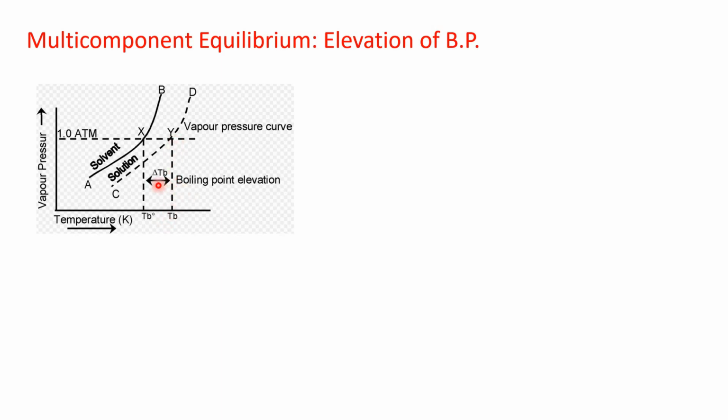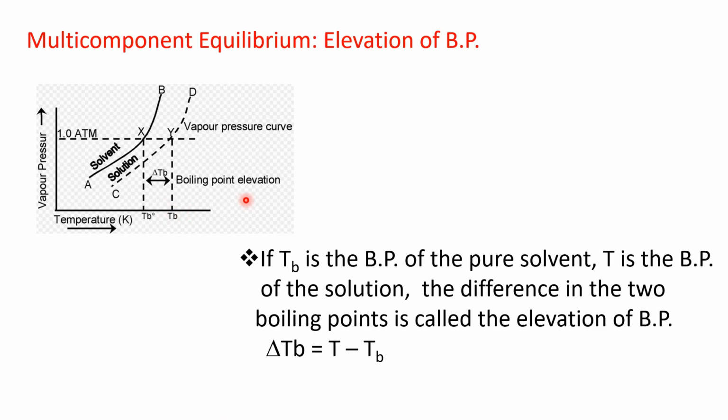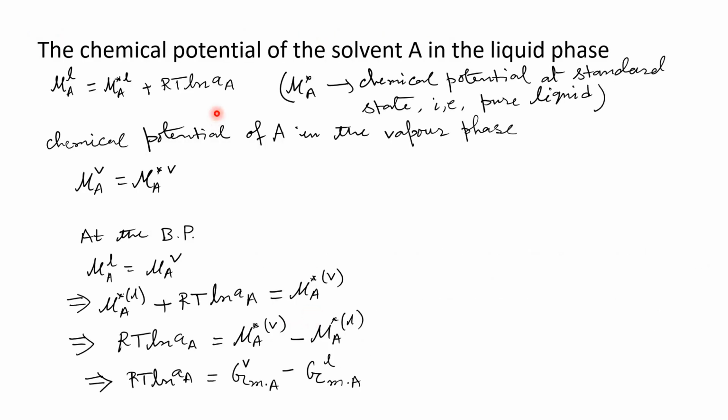This difference in boiling point, that means the boiling point of the solution, which boils at a higher temperature, minus the boiling point of the pure solvent, is known as the elevation of boiling point. TB is the boiling point of the pure solvent. T is the boiling point of the solution. The difference between the two is the elevation of boiling point, which is equal to T minus TB. Now we see the derivation of this elevation of boiling point.